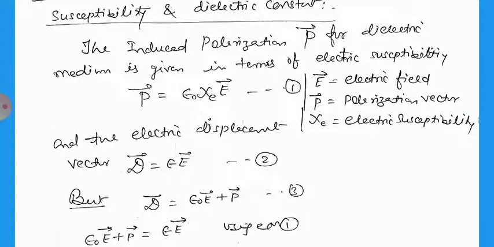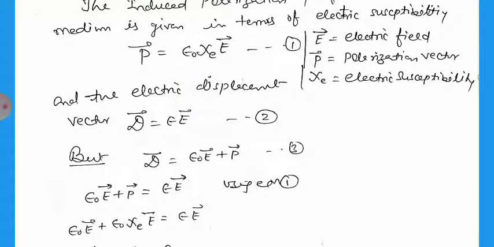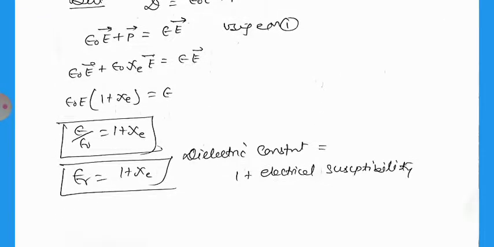And the electric displacement vector, as we know very well for the medium, is D equal to epsilon E. Also the relation between D and P is D equal to epsilon naught E plus P. So using the first equation, we substitute the value of P: epsilon naught E plus P equal to epsilon E, and on rearranging we obtain epsilon by epsilon naught equal to 1 plus chi E. Epsilon by epsilon naught is known as the dielectric constant or relative permittivity, so it equals 1 plus chi E. This gives the relation between dielectric constant and electric susceptibility for a dielectric medium.